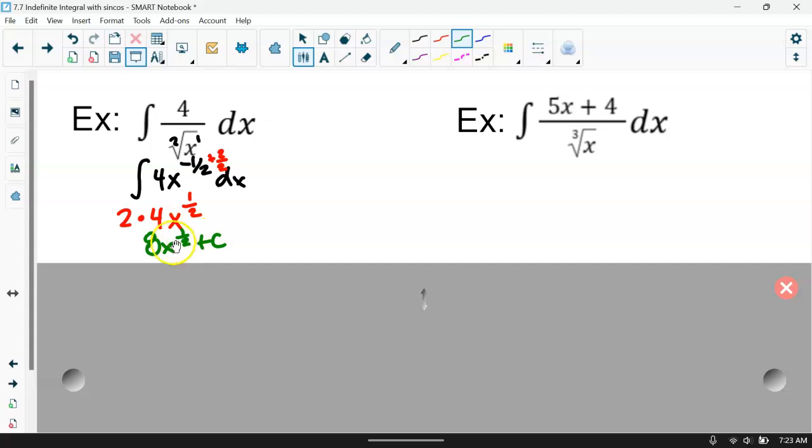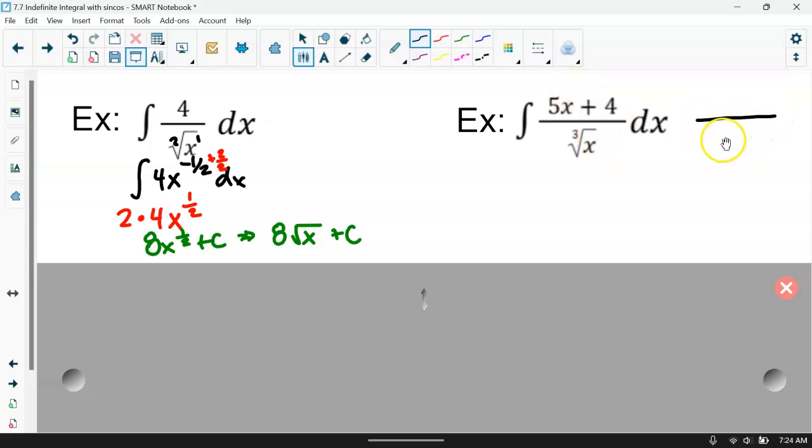Or if you want to practice, remember, x to the 1/2 is our square root. So you could also practice rewriting this as 8 times radical x plus c. Now here, notice we can simplify because we have two terms being divided by the cubed root of x. So here when we simplify, remember this is an exponent of 1/3.